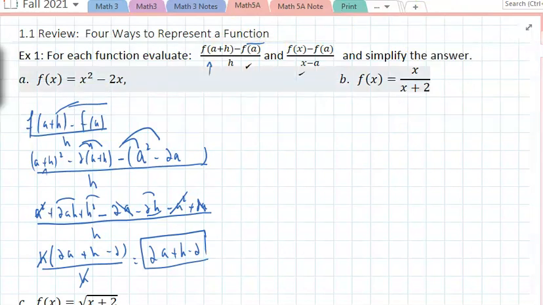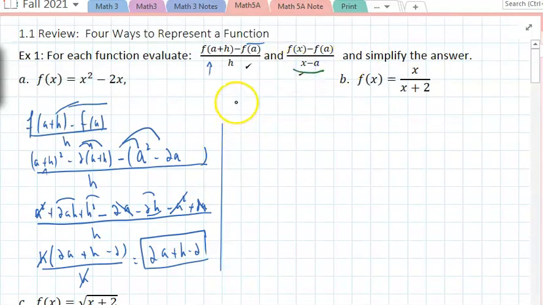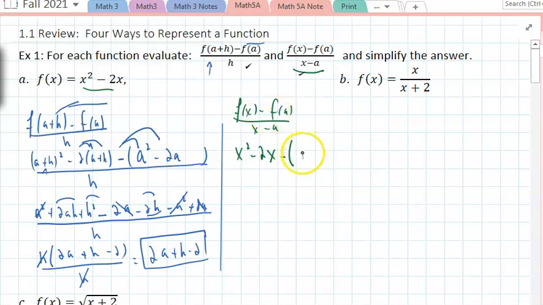But for now, let me go ahead and figure out what is f of x minus f of a over x minus a. Well, f of x is simply what you see, minus, make sure to use parentheses, f of a, which is really a squared minus 2a. So here, if I look at x squared minus 2x minus a squared plus 2a over x minus a.